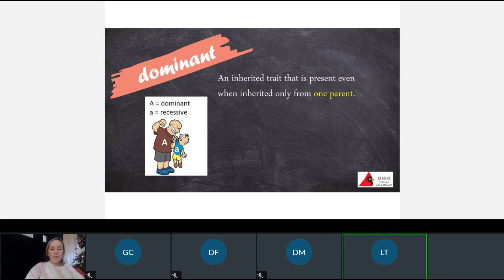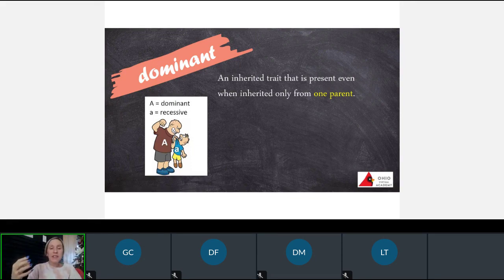Dominant, an inherited trait that is present even when inherited from only one parent. So in the picture, the bigger kid is a capital A and they are dominant. And the smaller kid is a lowercase a, the recessive. Perfect. So dominant traits are represented by a big letter. All right. So I want you to put dominant on the card, and then I want you to put a big letter on the back.